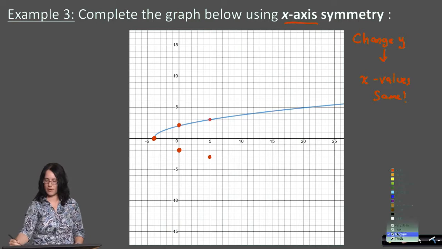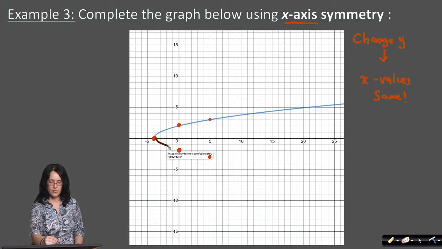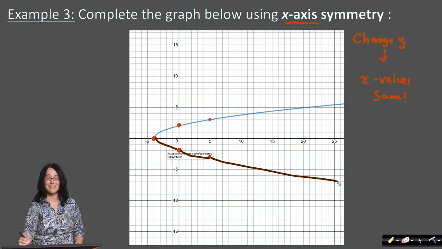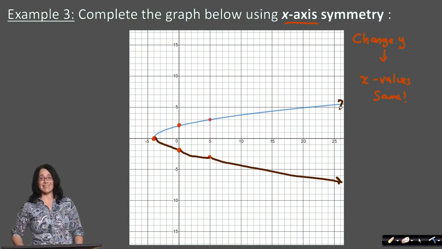Let me grab another color here for you to see. So what does this graph end up looking like since it's supposed to have x-axis symmetry? Almost like a parabola on its side. If you remember parabolas, we'll be studying them some more as the semester progresses. But this would be our picture, right? A parabola on its side, basically, because of the information they gave us about having x-axis symmetry.